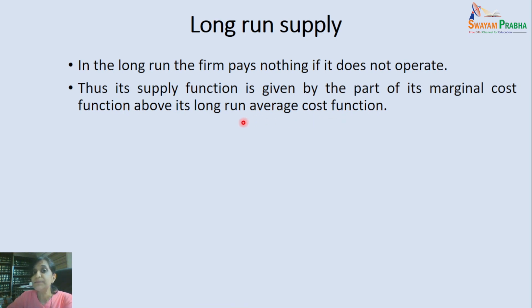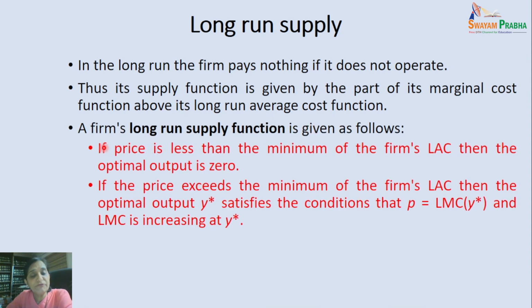In the short-run supply curve, we were saying the marginal cost curve, even if it is lying below average cost but lying above the average variable cost, will correspond to your short-run supply curve. But in the long run, since there is no fixed cost, the rising portion, the portion which is above the minimum of the long-run average cost curve, will be the supply curve. So a firm's long-run supply function, how is it given?